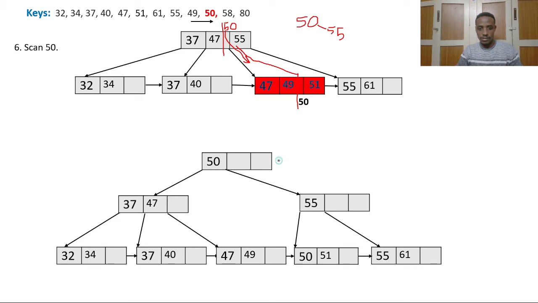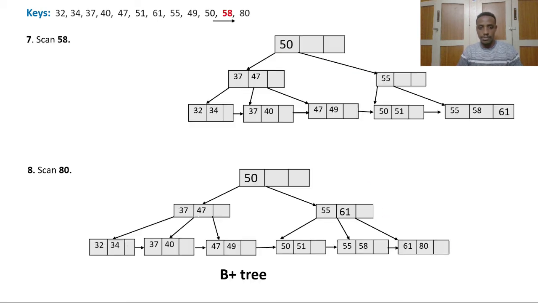So we have three levels: level 0, level 1, and level 2. And we scan 58. 58 is greater than 50, and it is also greater than 55. And if we have a space here, where it was previously 61, we can rearrange in ascending order. So 58 will be between 55 and 61, so it is directly inserted in the first case.